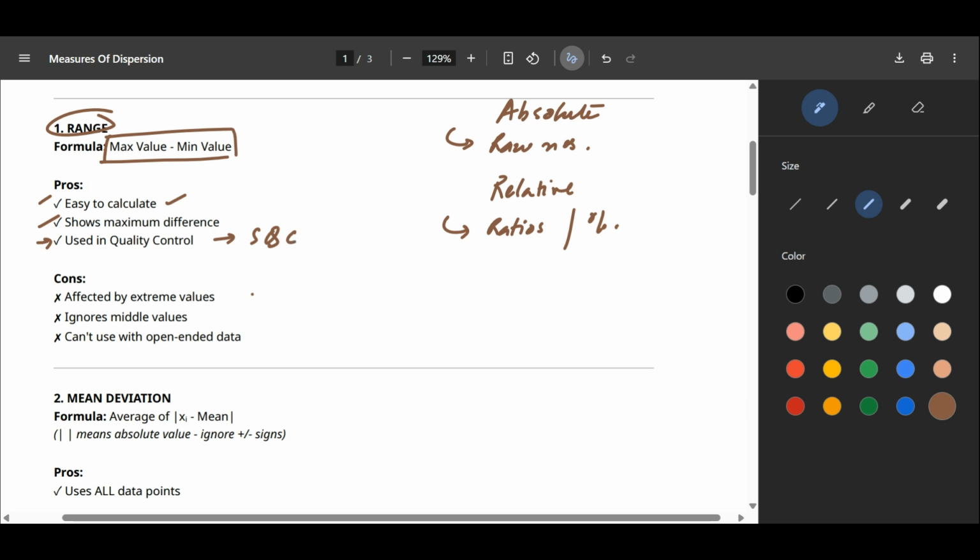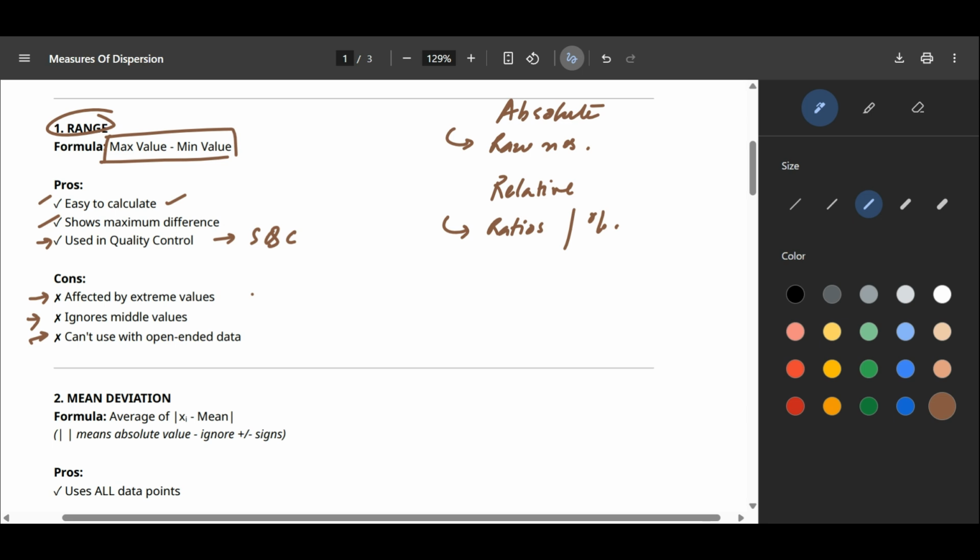Okay, disadvantages, and here's where it gets interesting. First, it's a drama queen. It only cares about the extreme values and completely ignores everyone in the middle. If you have one weird, out of nowhere value, the range blows up and gives a misleading picture. Next, it doesn't tell you anything about the shape of the data. And third, you can't even calculate it if your frequency distribution has open ended classes, like age 65 and above, like that.